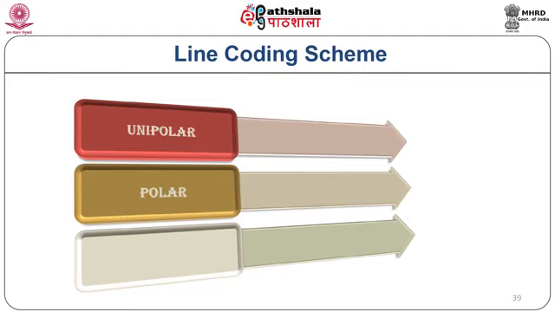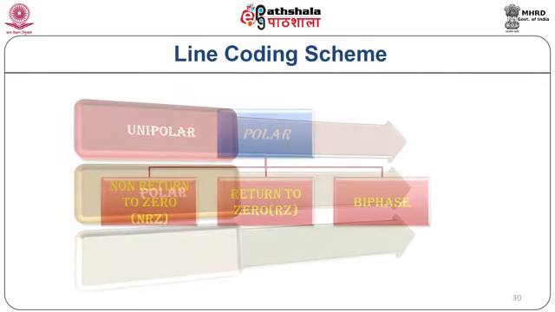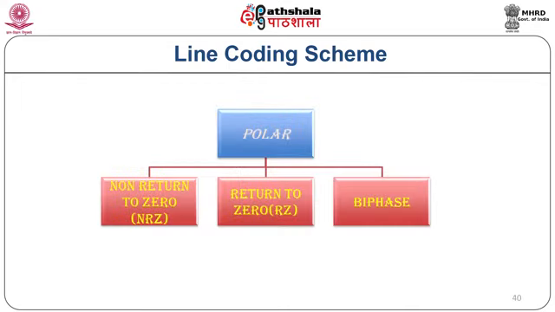As the polar NRZ signal has more RMS value than their unipolar counterparts, they can carry more energy. This will aid in better signal to noise ratio at the receiving end. As shown in figure, polar line coding can be classified into three major types: non-return to 0 NRZ, return to 0 RZ, and biphase. Let us now learn them one by one.